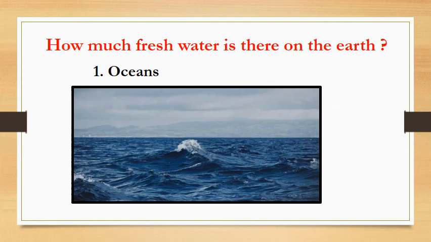Let's start with the first one, which is the ocean. 98% of the water is where? In the ocean. And ocean water is what? Salty. So we cannot drink 98% of the water on Earth, because it's in the ocean, and ocean is salty water.